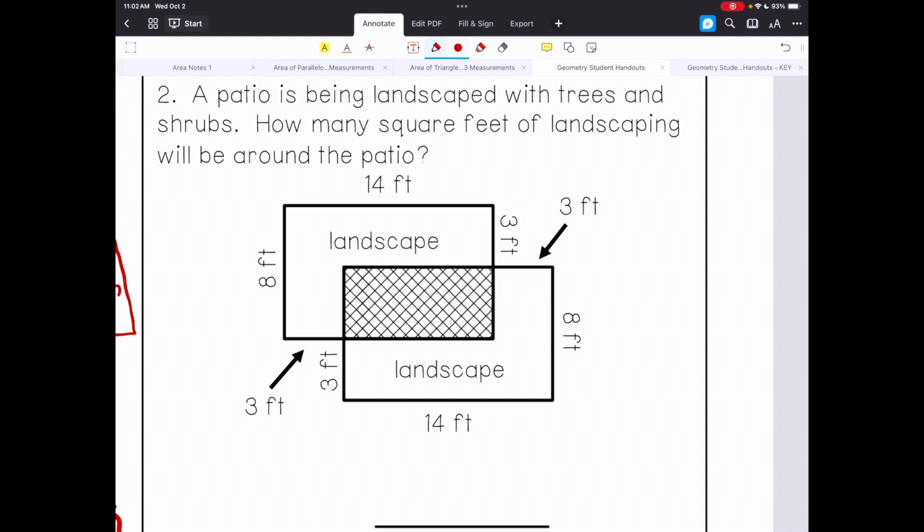And this is actually pretty cool because it looks like it's 8 by 14, 8 by 14, and then this is 3 foot, 3 foot, and the arrows are both pointing to 3 feet. So we actually only need to figure out one of these landscape areas because there's 2 of them. Once we figure out the one section of landscape, we just have to double it. So we're going to cut this landscape down, and that's going to leave us with a base of 3 feet and a height of 8 feet.